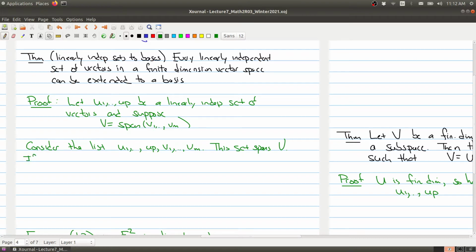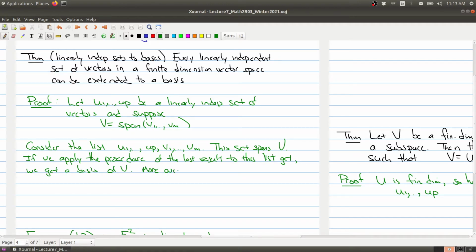So if we apply the procedure of the last result to this list, looking at each vector sequentially, we get a basis of V. The last result says some subset of this is a basis, but we want u1 through up to be part of this basis.